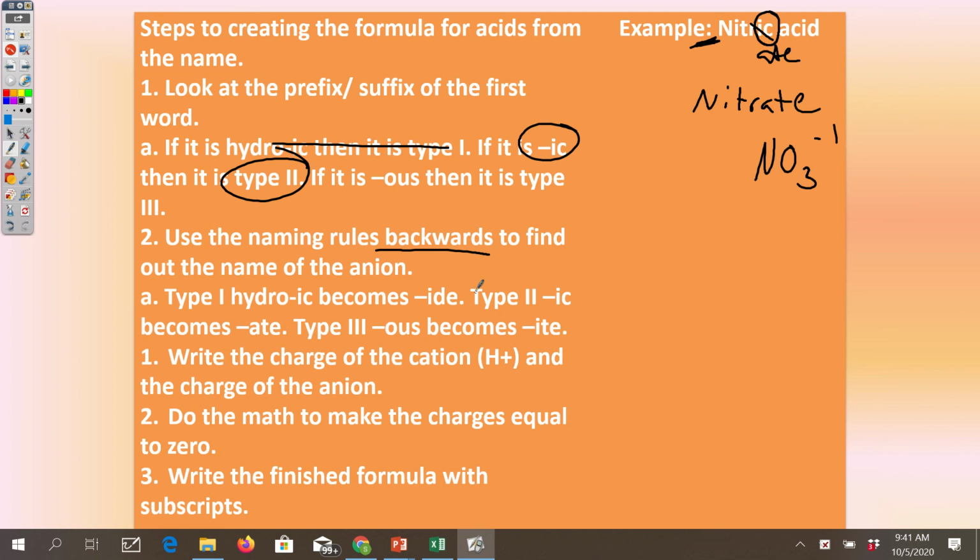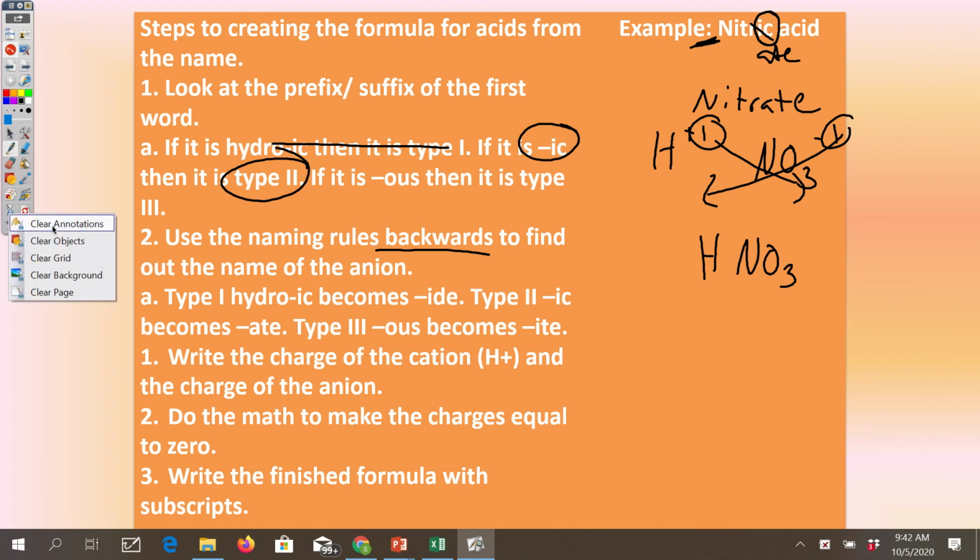And then our cation. All acids start with what? Hydrogen. So H, what's hydrogen's charge? +1. Now we can write our formula just like we do normal ionics. Our 1 and our 1 swap. So H, we don't write 1s. Again, NO3, the 3 stays the same. Do not get rid of that 3, don't change it to a 1. So HNO3.